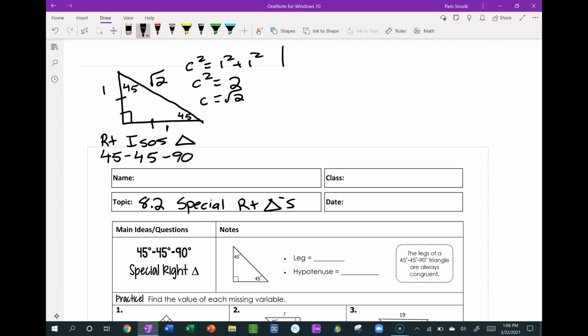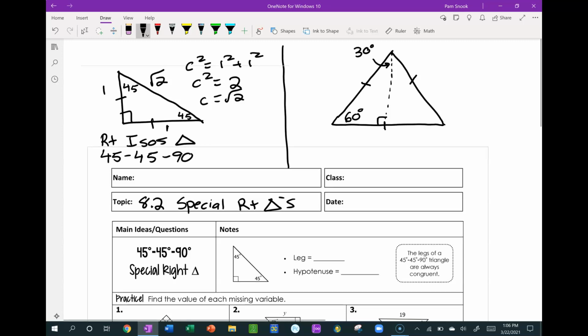The second kind is a 30, 60, 90 triangle. We discovered the pattern by looking at an equilateral triangle. If I have an equilateral triangle, that angle is 60, and then I'm going to drop down a perpendicular bisector. So here's a right angle. Because this has been bisected, in here I have 30 degrees. So this triangle that I'm highlighting is a 30, 60, 90 triangle.